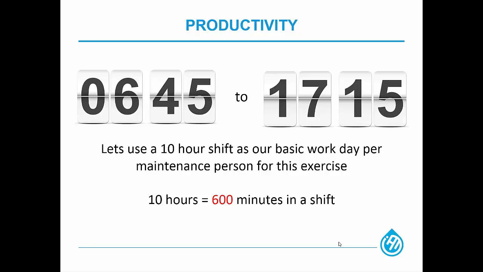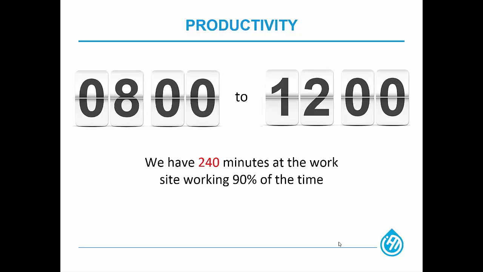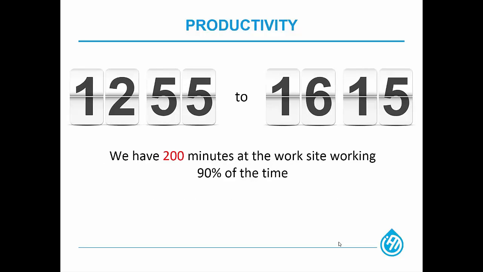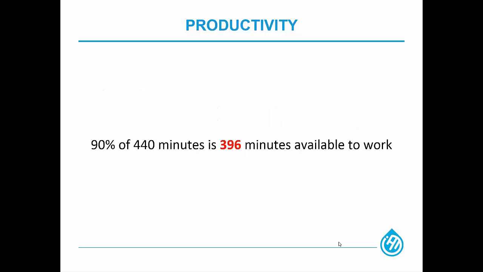So if we rerun our example of the typical 10-hour shift, making the changes that I've just described, we now have 75 minutes from the start of morning safety meetings to getting on task at the worksite. We have 240 minutes where the guys are working 90% of the time. Because we've moved the lunch area closer to the worksite, it now only takes 25 minutes to walk backwards and forwards from lunch. We have 200 minutes in the afternoon back on the worksite. We still spend the same 60 minutes returning our tools, cleaning up, and walking out of the plant. But now, we've increased the total time to 440 minutes at 90% effectiveness.